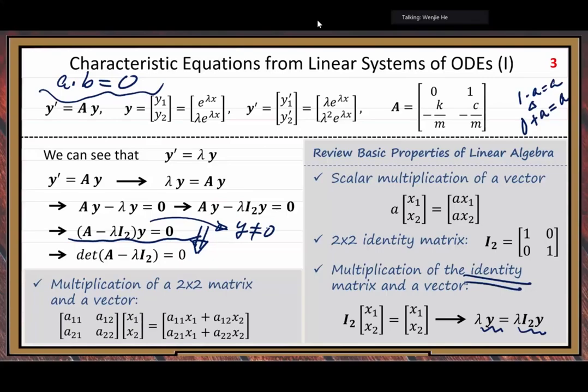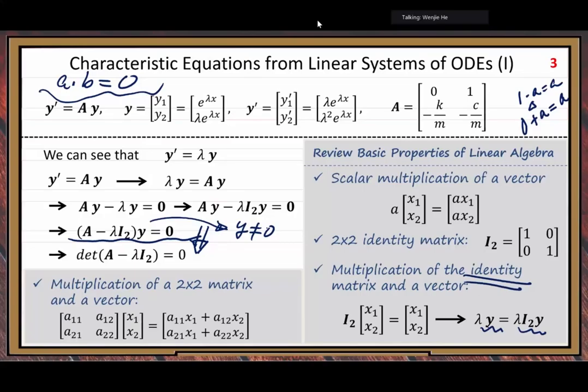Trivial solution. We are not interested in the trivial solution. We are only interested in the non-trivial solution. That's meaningful. Trivial solution, not useful. Now, how to get a non-trivial solution? We assume y vector not equal to 0. Under this condition, we get a non-trivial solution.